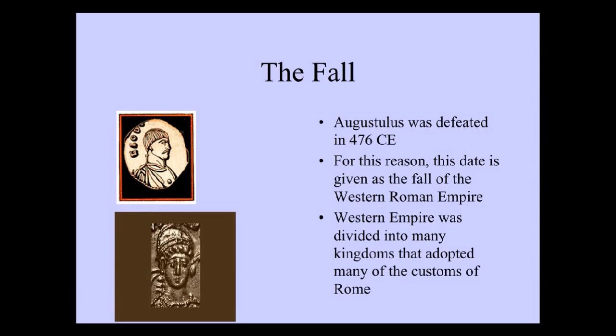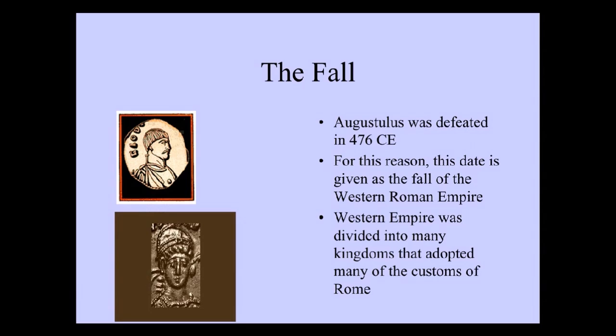The Western Empire is divided. All these German kingdoms are going to take over a piece of Western Europe. The Franks are going to settle in what is today France. The Vandals are going to settle in North Africa. The Visigoths are going to settle in Spain and southern France.